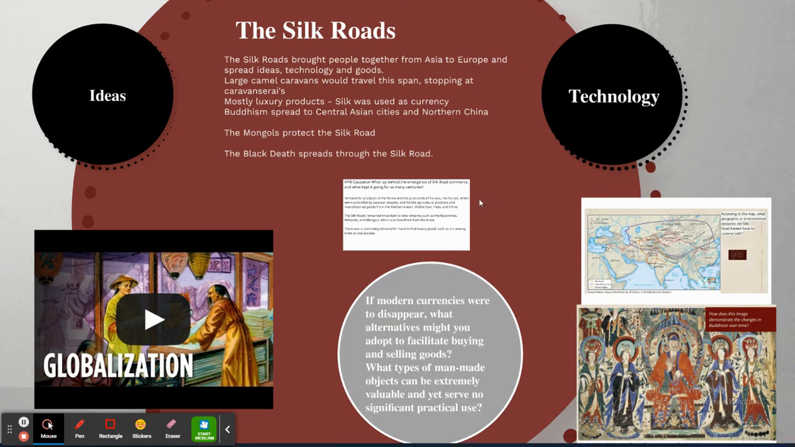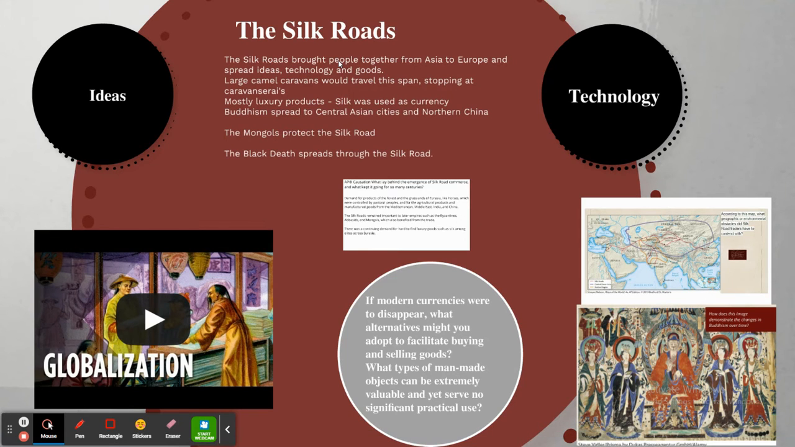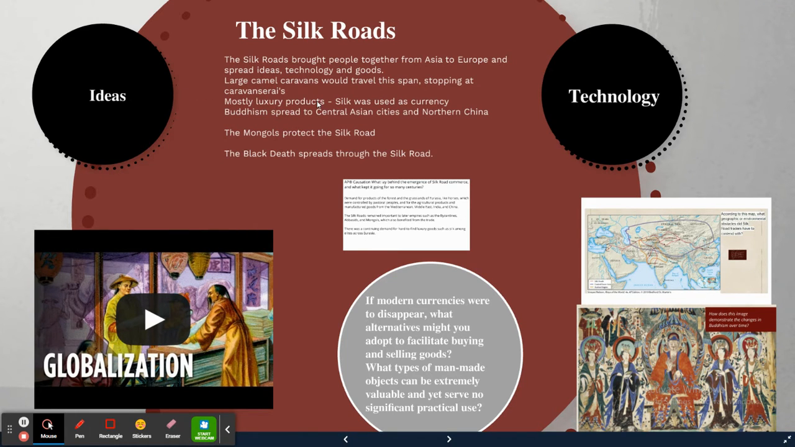The Silk Roads are basically several roads that run from China all the way into Europe. So they're going to connect these people from Asia to Europe. They're going to spread ideas, technology, goods. We know they're going to spread religion. A lot of Buddhism is going to be spread via the Silk Roads. They're going to use camel caravans, and they're going to travel most of this span. They're going to stop at what are called caravansaries. That's kind of an important thing to know.